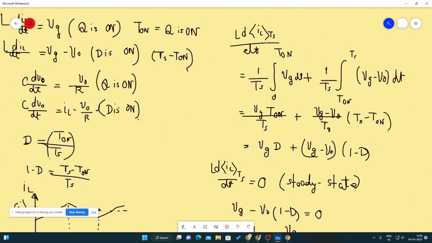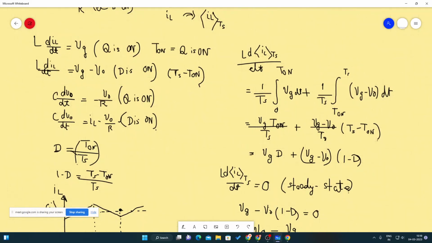This expression, dIL by dt averaged over TS, equals this. Then this will not be 0 and this value is 0. It is 0 only when it is in steady state. Got it, sir. Similarly, we can also do this for the capacitor.